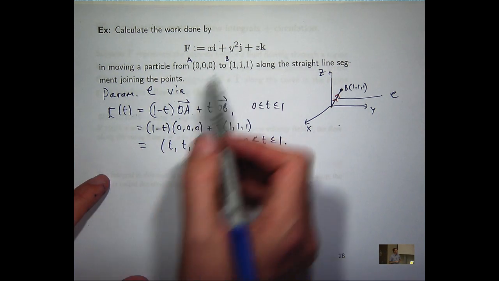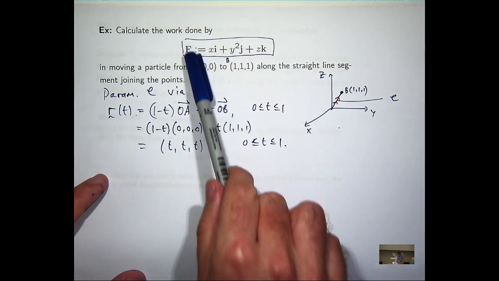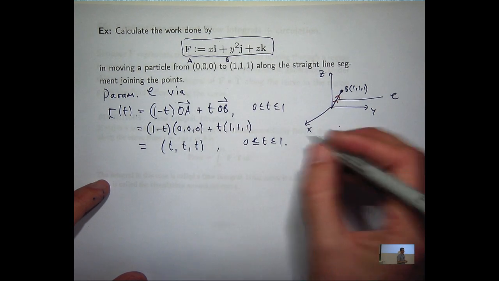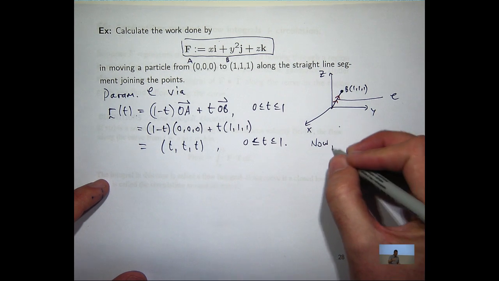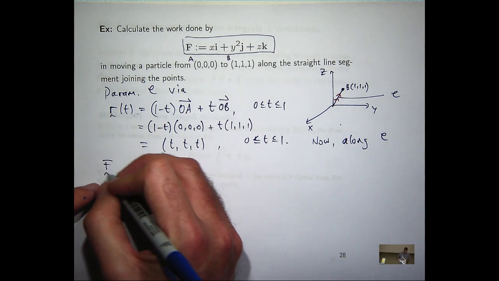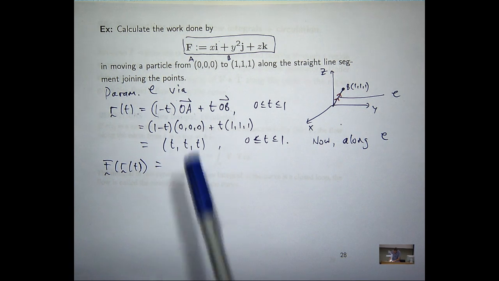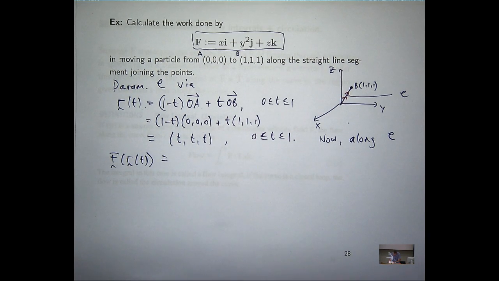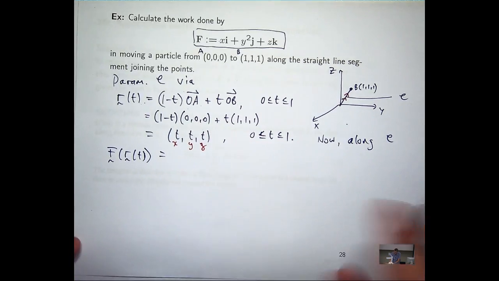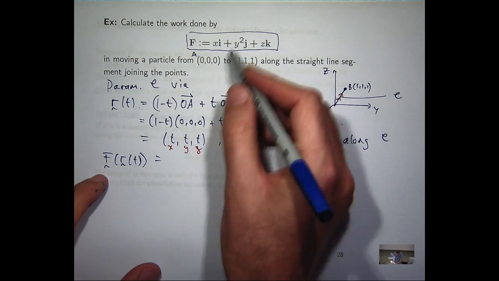Okay, so what do I need now? I need to take my vector field and I'm going to evaluate F along the curve. Okay? So along my curve, my vector field is going to be the following. Well, think of this as your x, your y, your z. So I'll go up here, I'll replace x with t, y with t, and z with t.